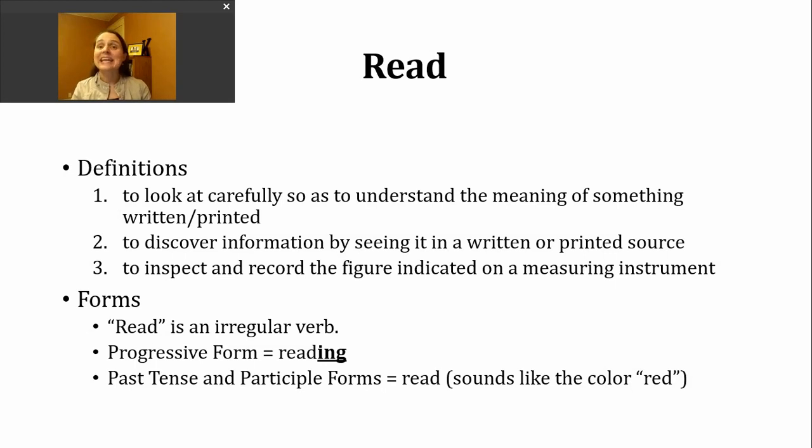Read is an irregular verb. To make the progressive tense, all we need to do is add ing to form reading. The past tense and participle forms of this verb have the exact same spelling as our base verb, but the pronunciation changes. Our past tense and participle forms should sound like the color red. Red.